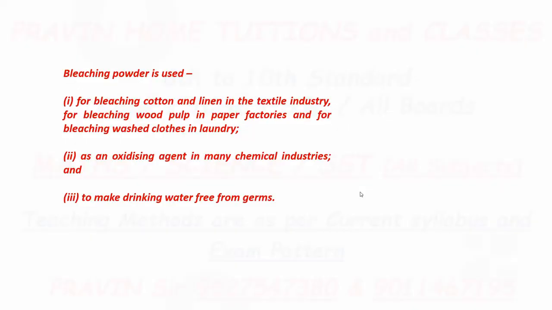Now, uses of bleaching powder. For bleaching cotton and linen in the textile industry, for bleaching wood pulp in paper factories, and for bleaching washed clothes in laundry, bleaching powder is used. Bleaching powder is used as an oxidizing agent in many chemical industries. Bleaching powder is also used to make drinking water free from germs.